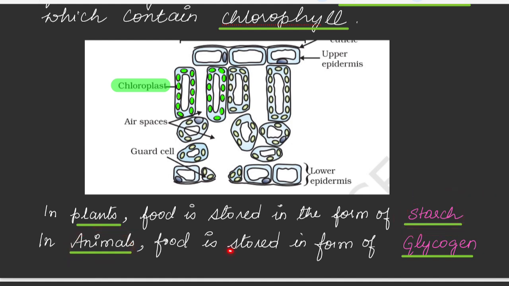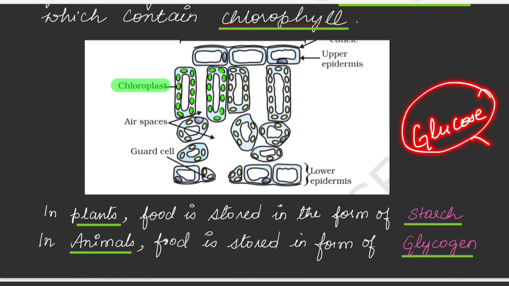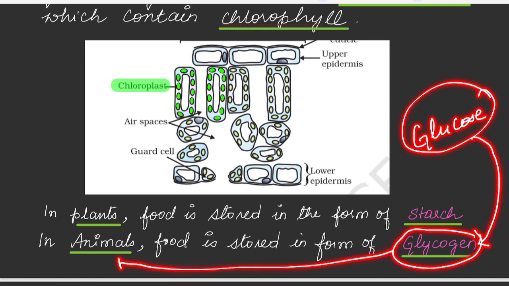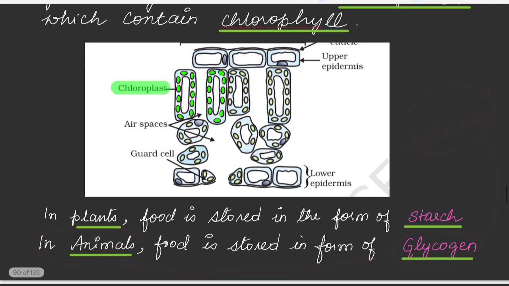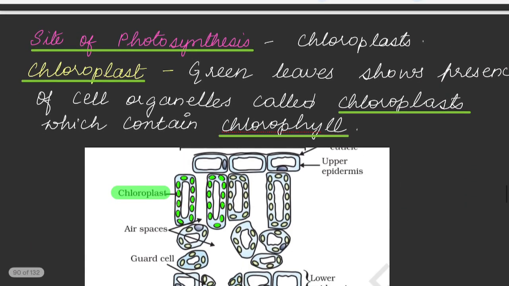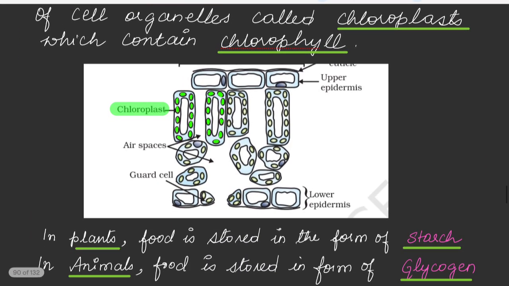In the same way, in animals the stored food will be in the form of glycogen. The excess food, so if glucose is present in excess, that will be converted into glycogen and it will be stored in the case of animals. So this is about the site of photosynthesis and the important terms starch and glycogen.